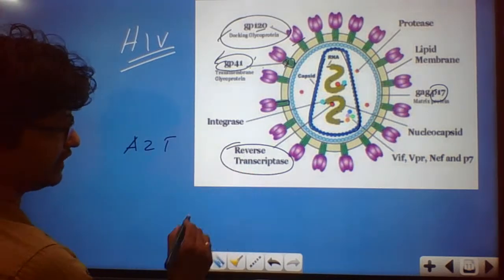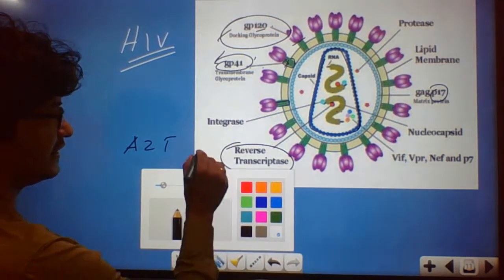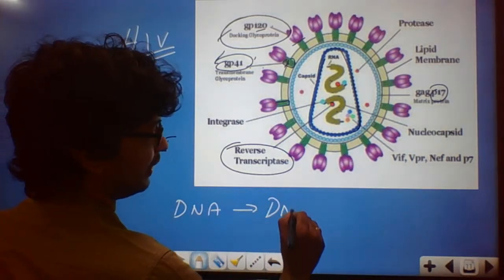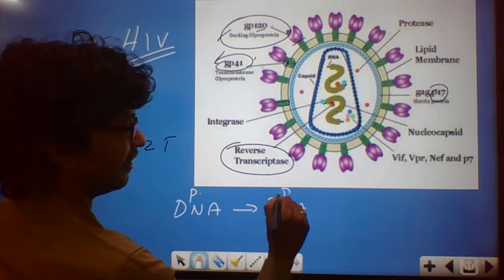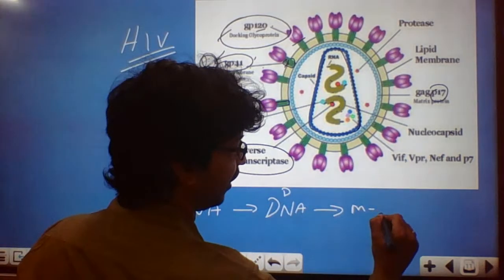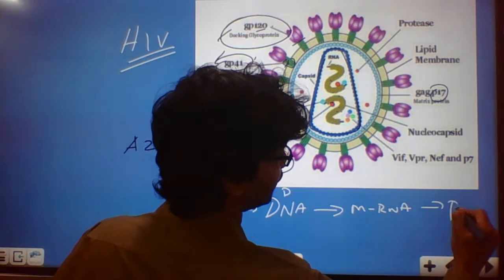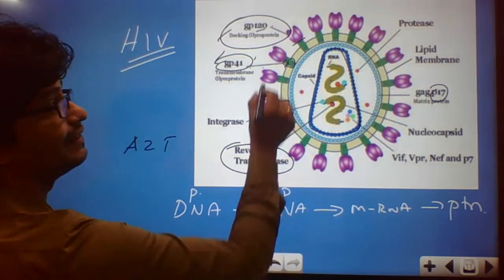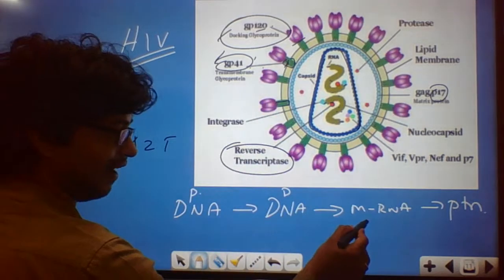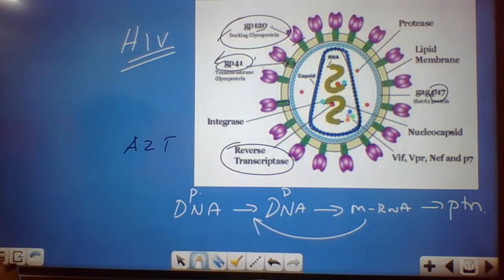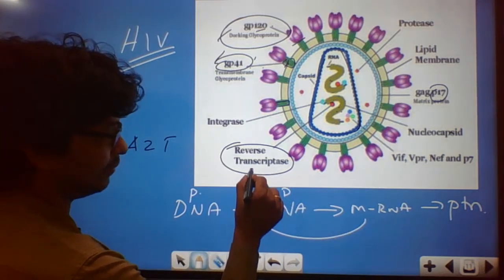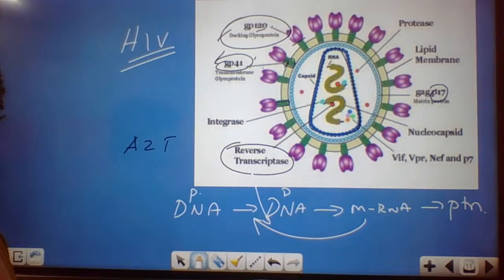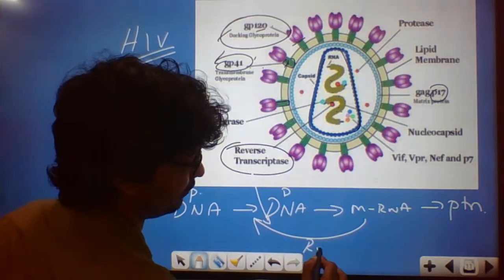As I told you already, the reverse transcriptase enzyme plays an important role in reverse transcription. In the central dogma, the parental DNA is converted to daughter DNA, which gets converted to RNA, and then the RNA is eventually converted to protein. This is the normal process which takes place. But in this case, as far as reverse transcriptase is concerned, the RNA is converted back to DNA by means of an enzyme called reverse transcriptase. This process is called reverse transcription.